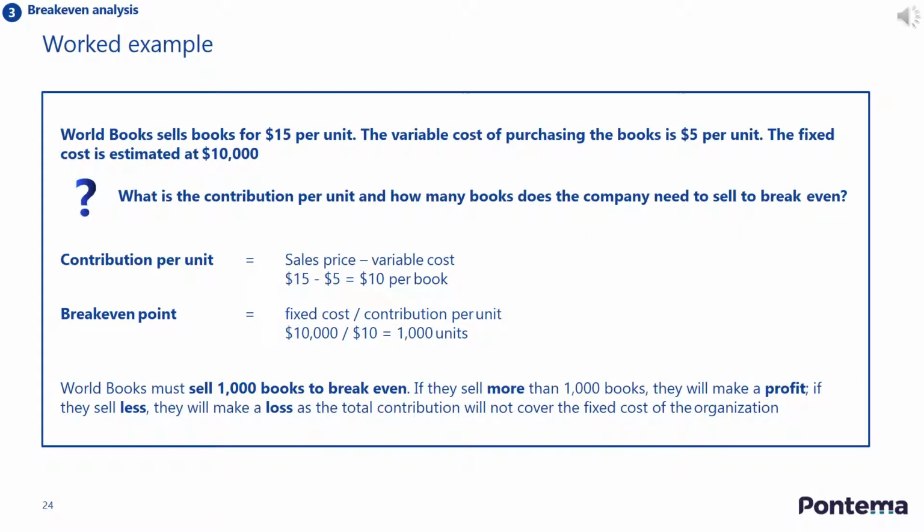In this worked example, you can see that the contribution per unit is $10, and the organization has fixed costs of $10,000, giving a break-even point of 1,000 units. If the organization sells more than this, it will make a profit, and if it sells less, it will make a loss.